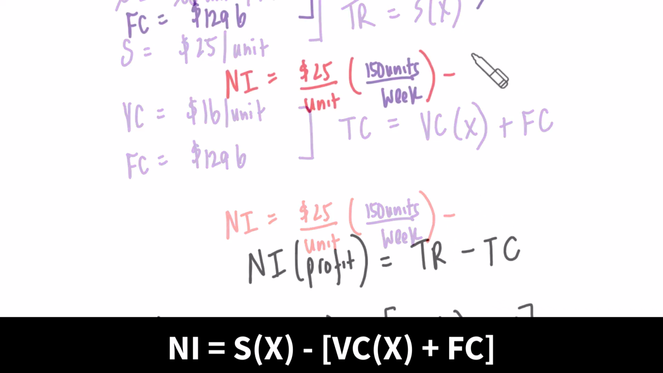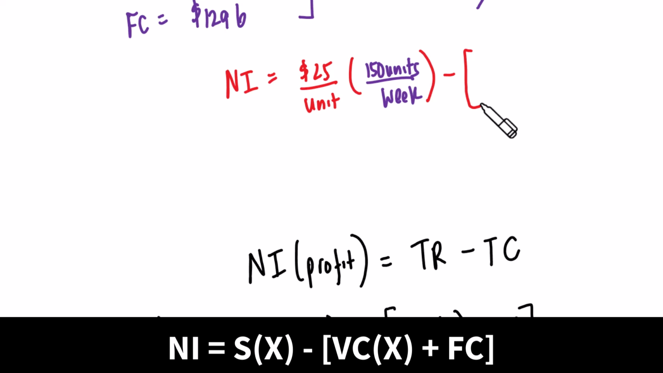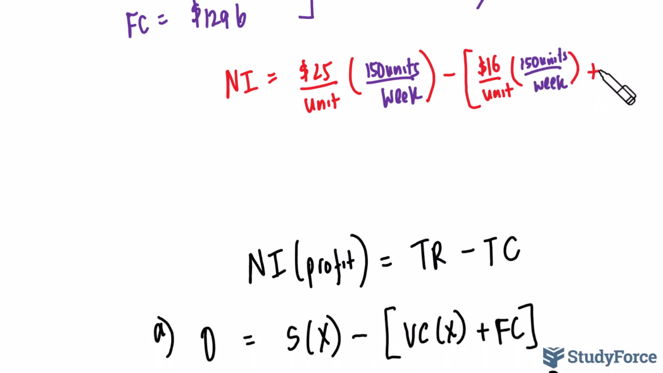Take away the variable cost, which is $16 per unit. And that's being multiplied again by 150 units per week plus 1296. Again, when you calculate this, you can do it without writing all the units, but by writing the units, you get to see how everything neatly cancels out, leaving you with the income per week.